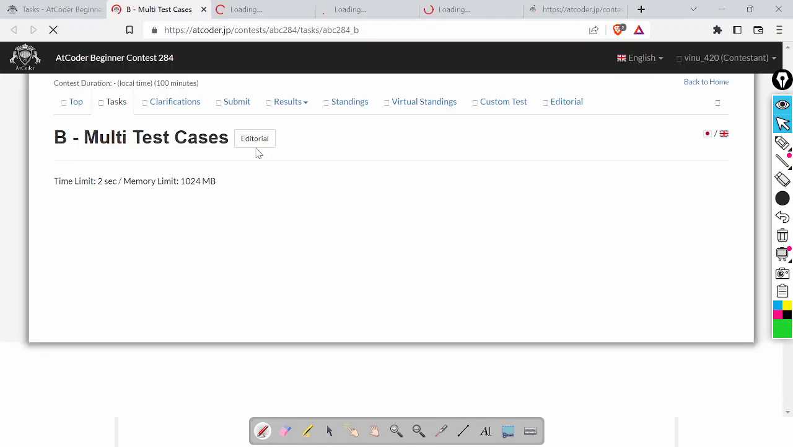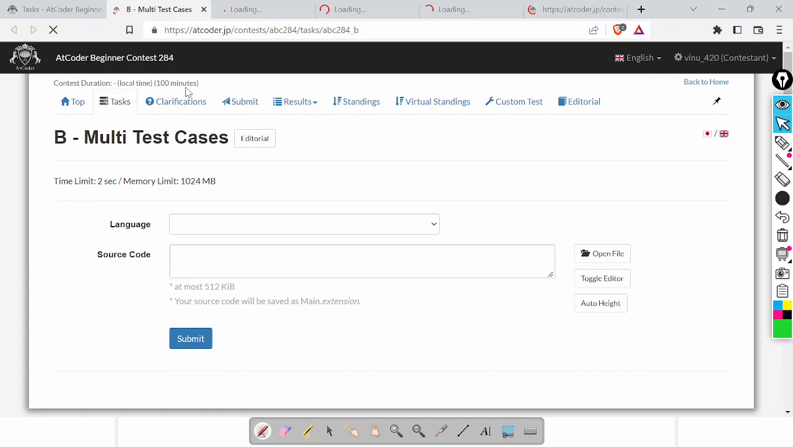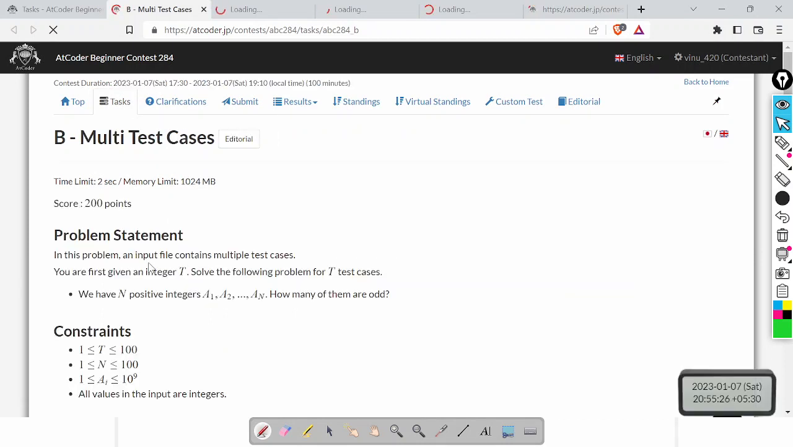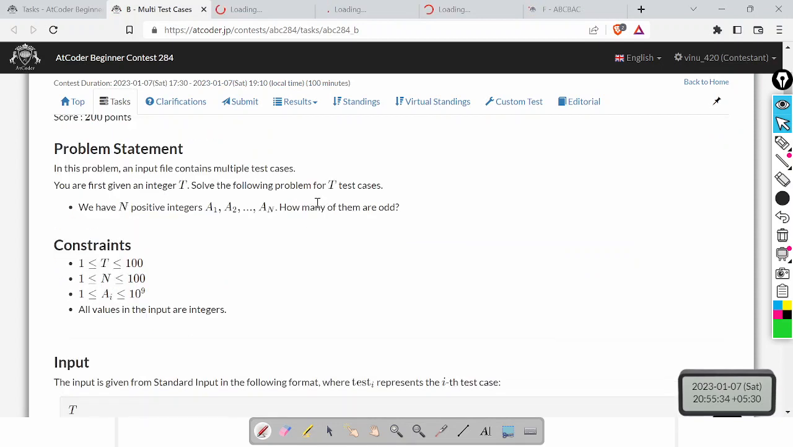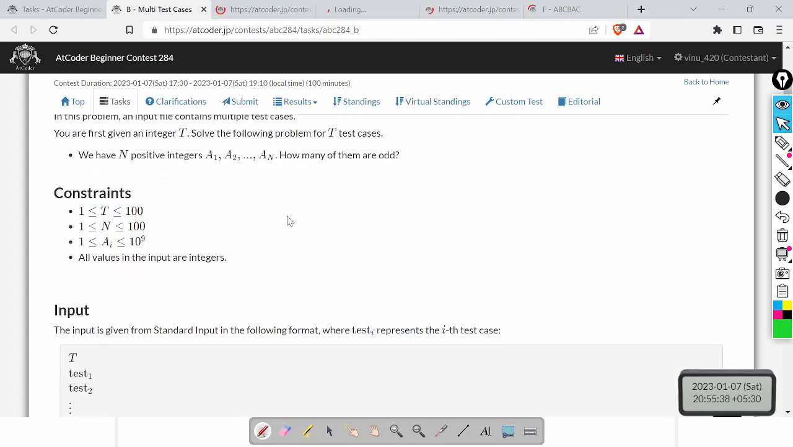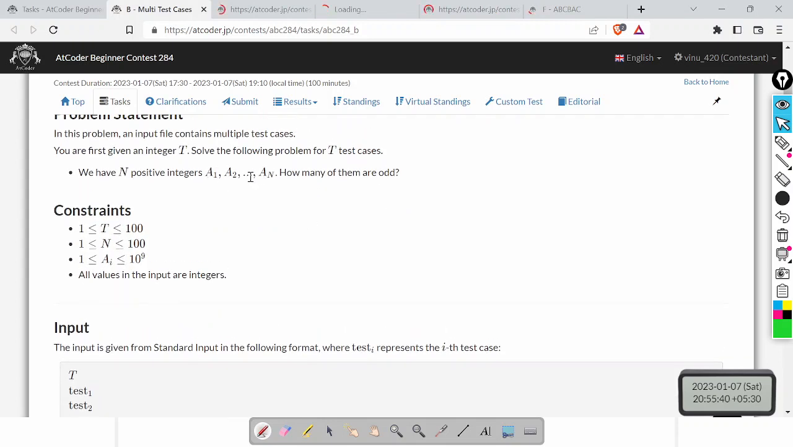Coming on to the next question, number B. Multi-test cases. We have multiple test cases in this question, that's why the name. In each test case we are given n positive integers a1, a2, ..., an, and we have to find how many of them are odd. So again, a simple question, we have to count the number of odd numbers among these.